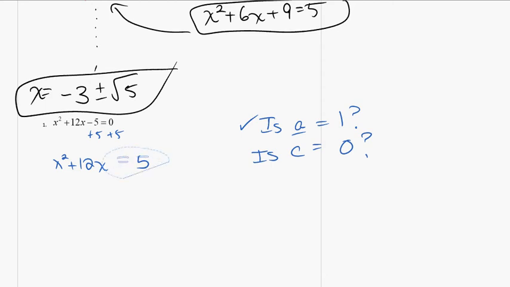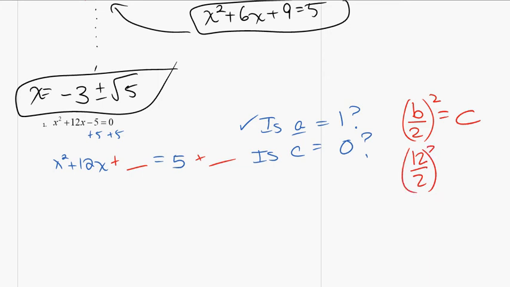So I'm now set up for completing the square, and I'm thinking about plus what on both sides will give me a perfect square trinomial. So again, the relationship half of b, squared, will give me my ideal c value. Since b is 12, half of 12 is 6, and 6 squared is 36, so I'm going to add 36 to both sides. So I have x squared plus 12x plus 36 equals 41.